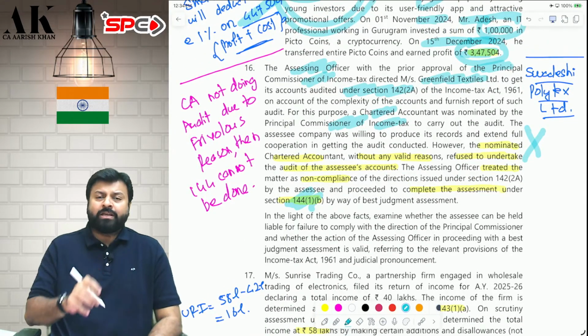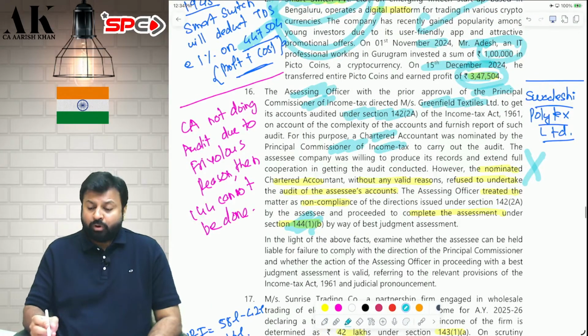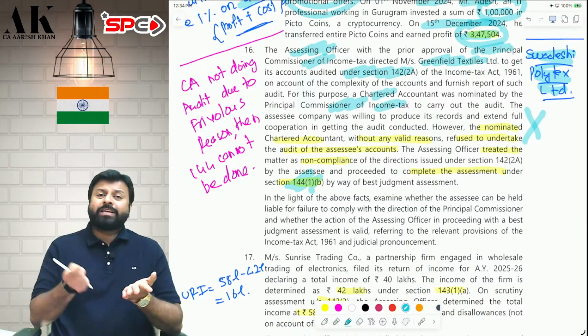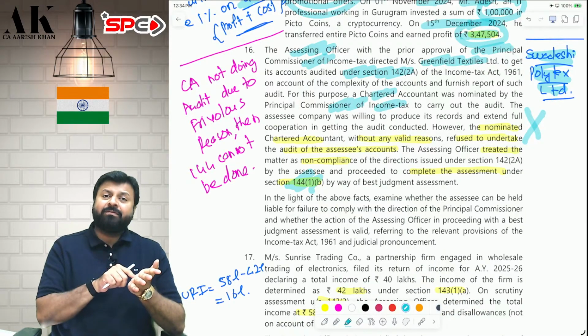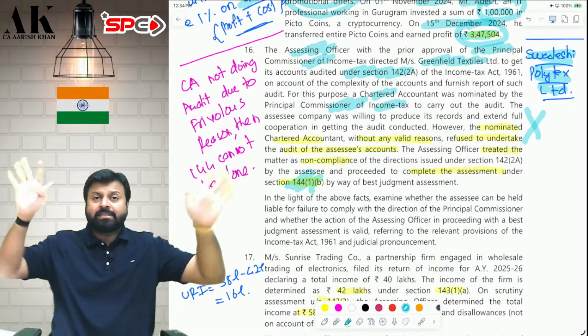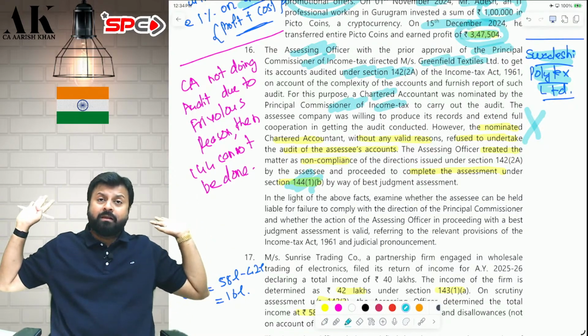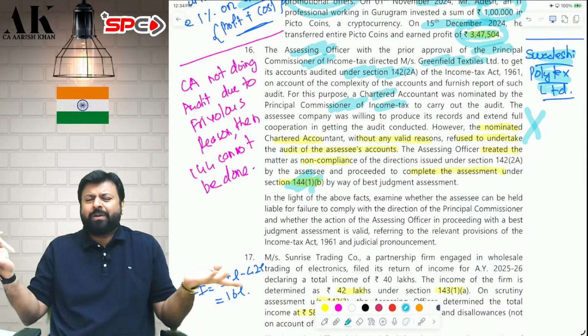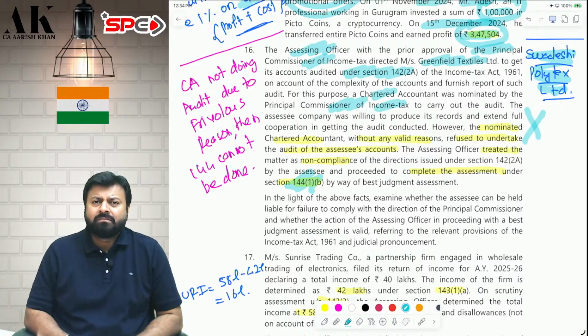Now the question which came in front of the Supreme Court in the case of Swadeshi Polytechs Limited was whether 144 can be imposed on the assessee if the chartered accountant is not doing the audit. There is no mistake of the assessee. The assessee is completely cooperating, but the CA is not doing the audit for any frivolous reason. Frivolous means any hopeless reason. There is no reason. Can the assessing officer impose 144? The Supreme Court said no.